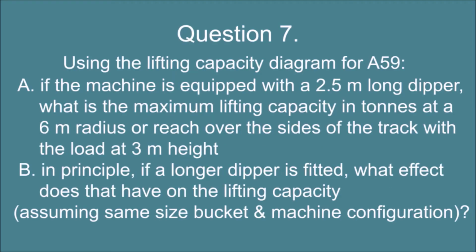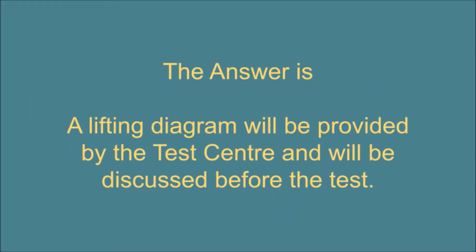Question 7. Using the lifting capacity diagram for A59. A. If the machine is equipped with a 2.5 meters long dipper, what is the maximum lifting capacity in tons at a 6 meters radius, or reach over the sides of the track with the load at 3 meters height? B. In principle, if a longer dipper is fitted, what effect does that have on the lifting capacity assuming same size bucket and machine configuration? The answer is a lifting diagram will be provided by the test center and will be discussed before the test.